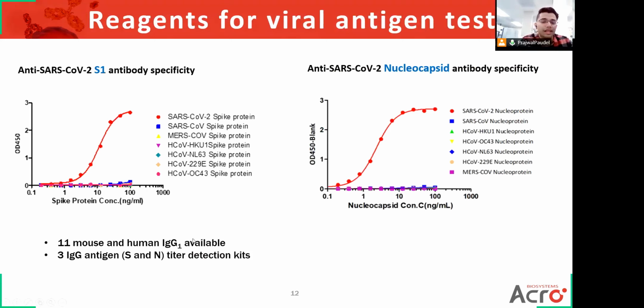ACRO also offers highly specific and sensitive mouse and human IgGs to detect SARS-CoV-2 antigens. Here is an example of S1-specific and N protein-specific antibodies that are exclusively specific to the SARS-CoV-2 spike protein compared to the other coronavirus spike proteins. We also offer mouse and human IgGs as well.